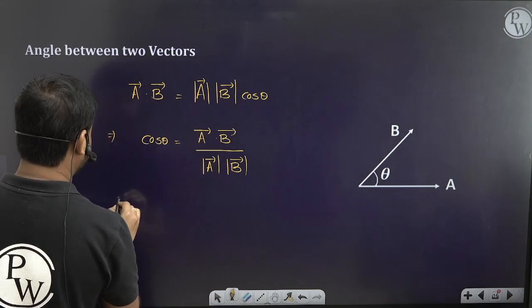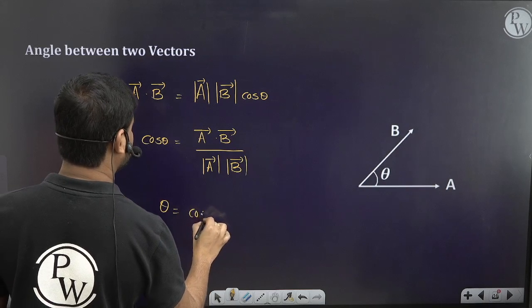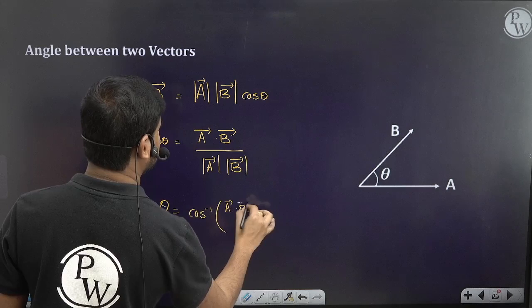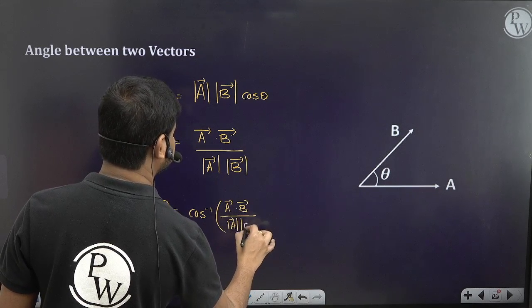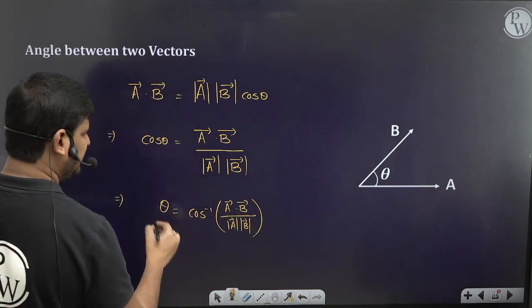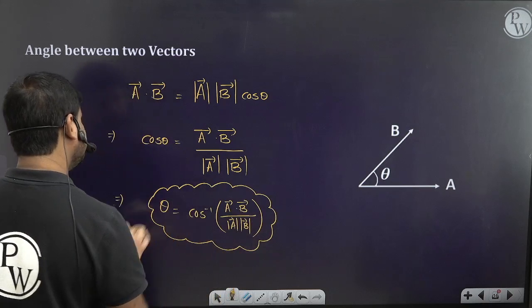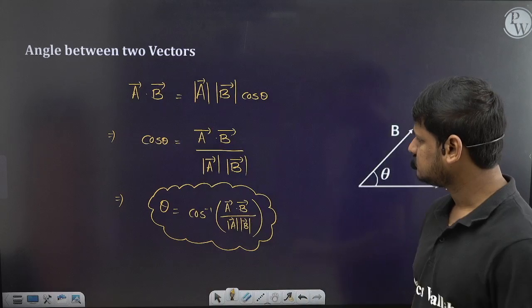So from here theta is the angle between those two vectors, which is nothing but cos inverse of a dot b by the magnitude of a into the magnitude of b, or simply you can write ab in the denominator. A means magnitude of vector a, b means magnitude of vector b. Okay, clear? Chalo, let's move further.